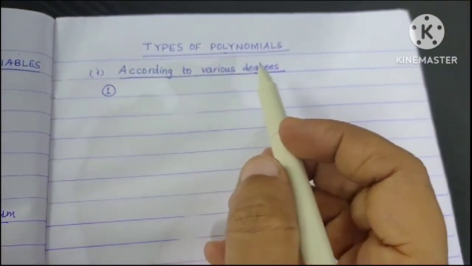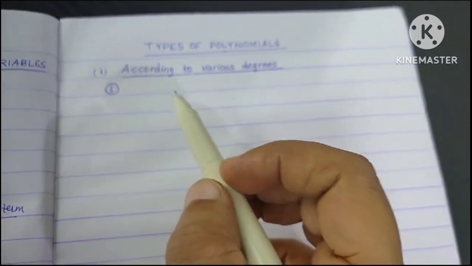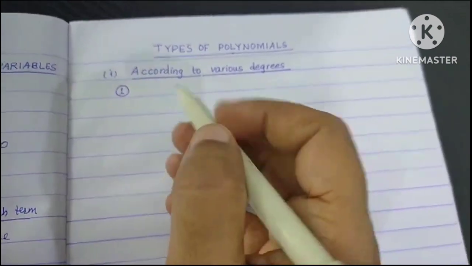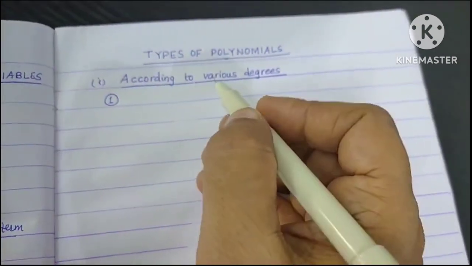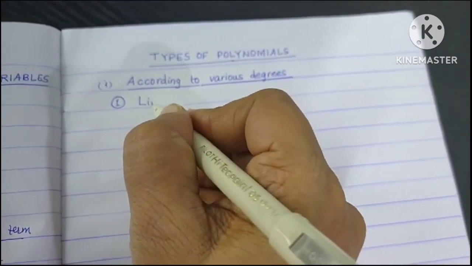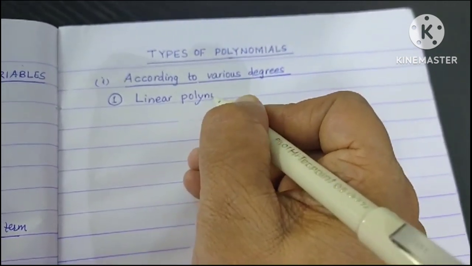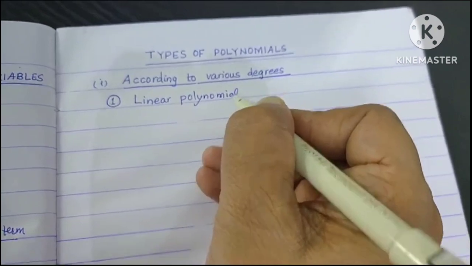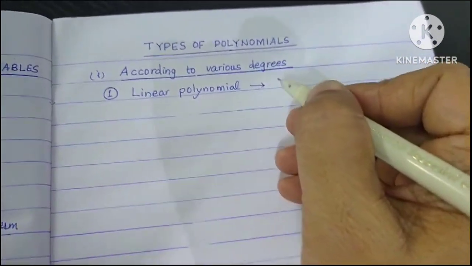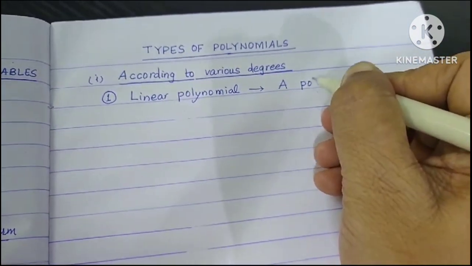The types of polynomials. First one we will see according to various degrees. So what are the types of polynomials according to various degrees? First of all, we have the linear polynomial. As the name suggests, a polynomial of degree 1 is called a linear polynomial.